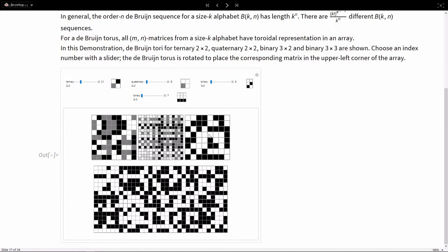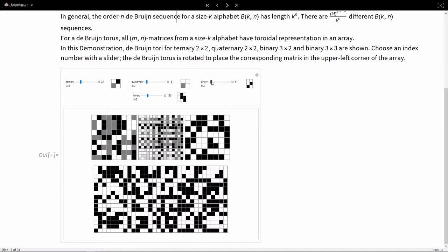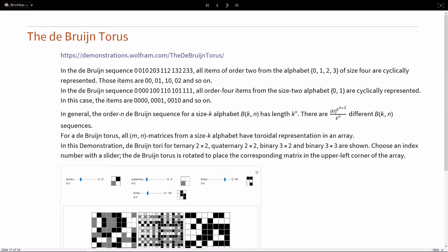In binary, any 3 by 3 item is within this. Any 3 by 2 rectangle is within here, and it is basically moving this shape around. And in this larger rectangle, any 3 by 3 square is represented in there somewhere. So if you want to generate all possible patterns in a small place, you'll want to use a De Bruijn torus.